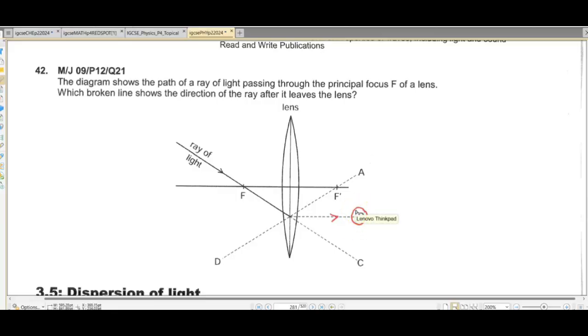So this brings us to the end of our topic, thin converging lenses. So I hope you found this helpful.